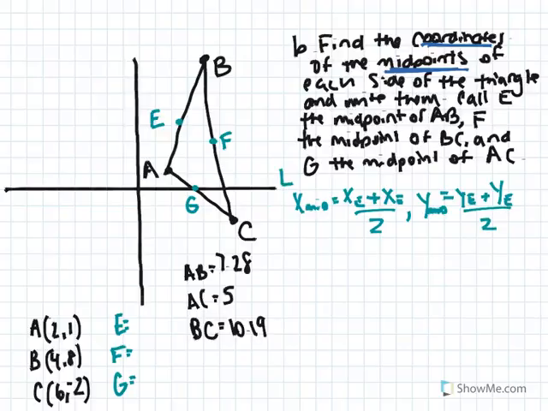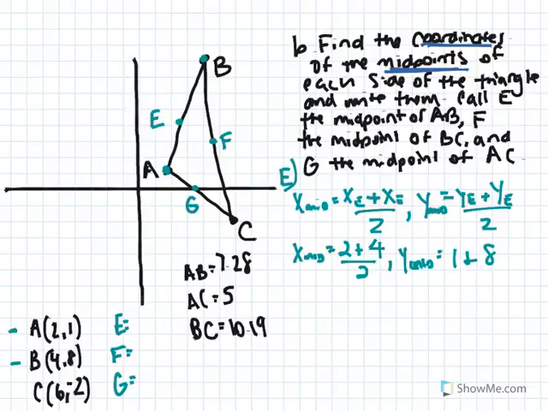So the first one I'm going to calculate is E. The endpoints of the line are A and B. So I'm going to use A and B in my equation. I have X midpoint equals X endpoint 2 plus X endpoint 4 over 2. Y midpoint is Y endpoint 1 plus Y endpoint 8 over 2.